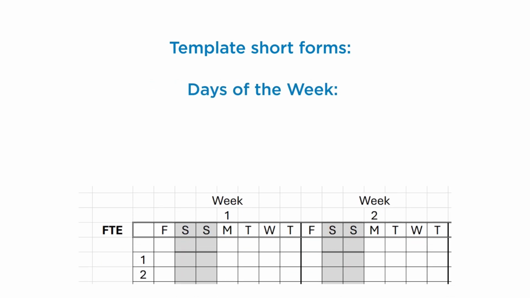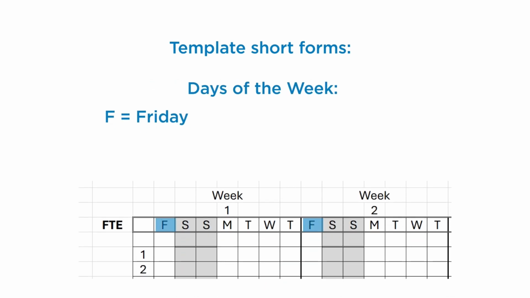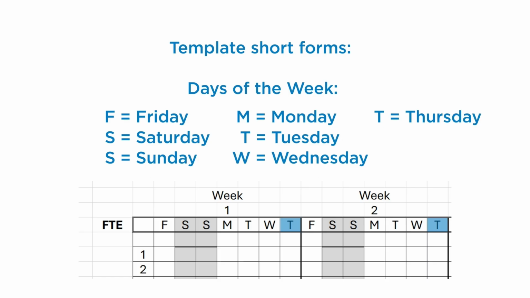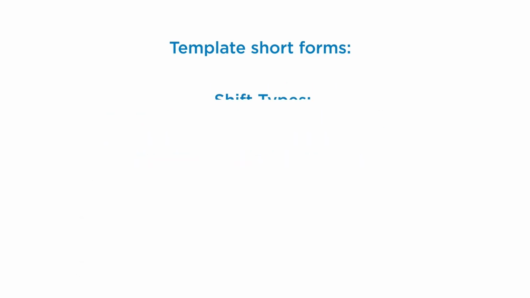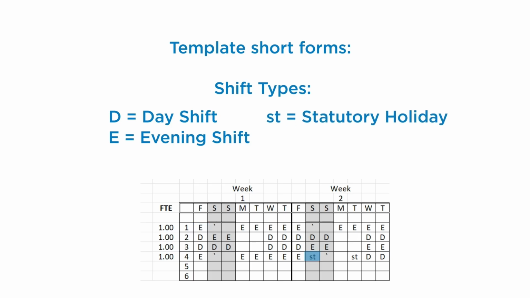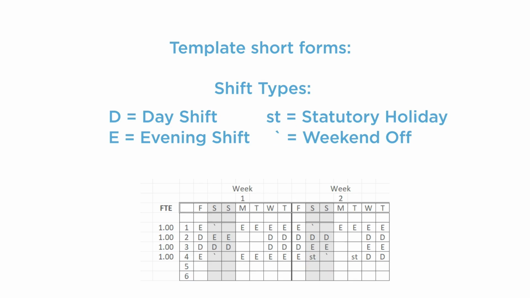Days of the week. F equals Friday, S equals Saturday, S equals Sunday, M equals Monday, T equals Tuesday, W equals Wednesday, T equals Thursday. Shift types. D equals day shift, E equals evening shift, ST equals statutory holiday, backtick equals weekend off.